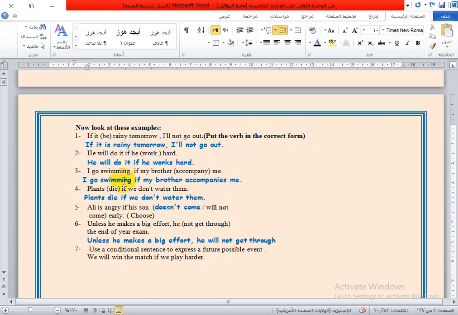We have if preceded by main clause, followed by if clause. Here we have the if clause in the present simple. Don't water is a present simple, the negative form of the present simple. Which type of conditional sentence has the if clause in the present? It's either the zero conditional type or the first conditional type.